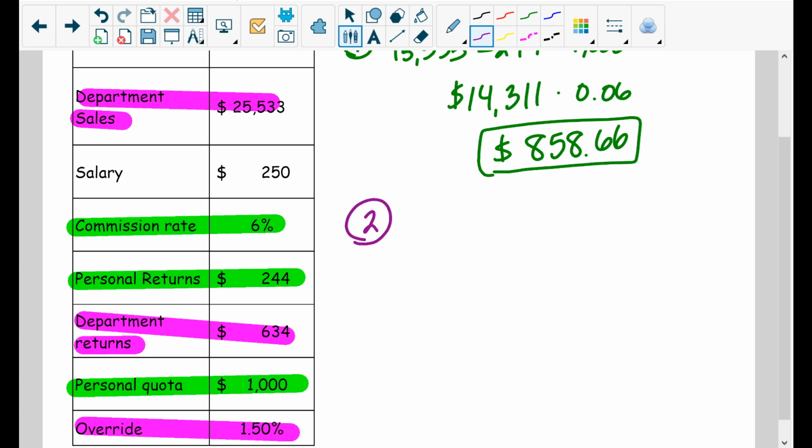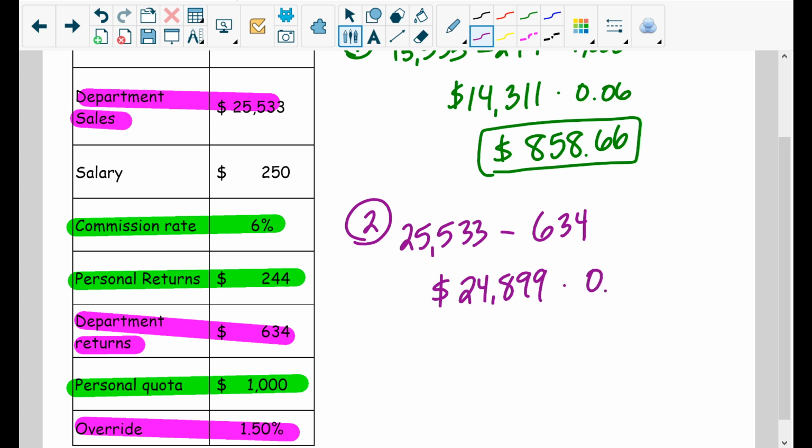So we got step 2 in here. Take our total sales, 25,533. What do I do with the returns? Subtract them. So 25,533 minus 634. That gives me what? 24,899. Now I use that and multiply it by that override rate. So remember, move your decimal place twice still. Okay? So I'm taking that times 0.015. So $24,899 times 0.015 is $373.49. So there's our department earnings.